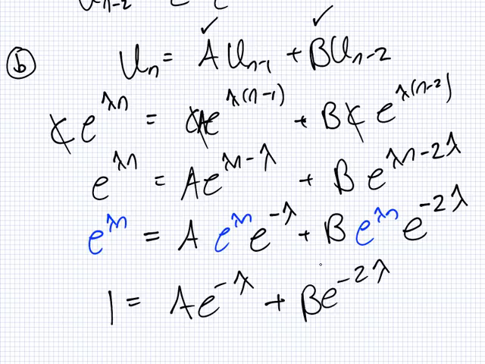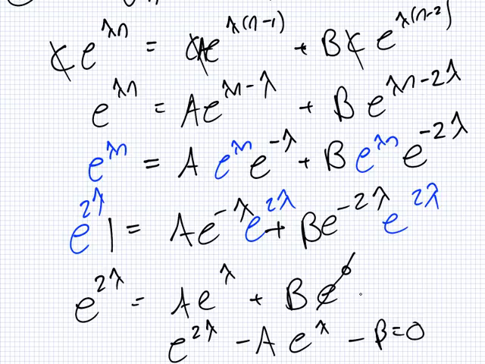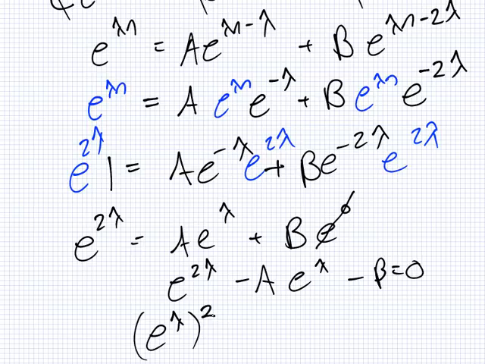Next, what can we do to simplify more? I don't like the minus here. I don't want the minus. What can I do? 1 over. Yeah, I'll just jump straight to the point, and I'll multiply everything here by e^(2λ), because this will be e^(2λ), this will be A e^(λ), when I add these powers together, and this one here will be e^0, which is 1. So I get e^(2λ) minus A e^(λ) minus B equals 0. So I get (e^λ)² minus A e^λ minus B equals 0.